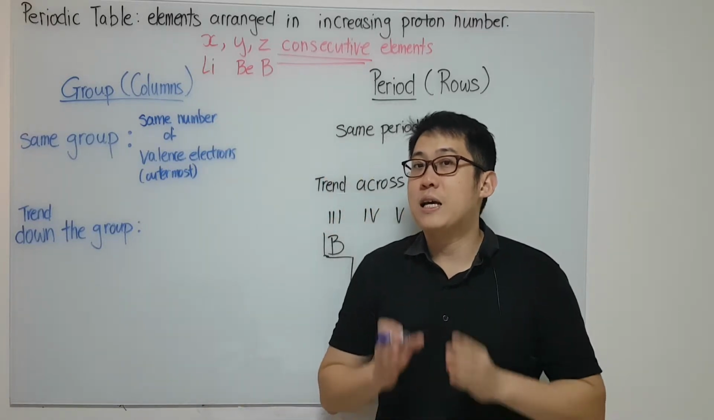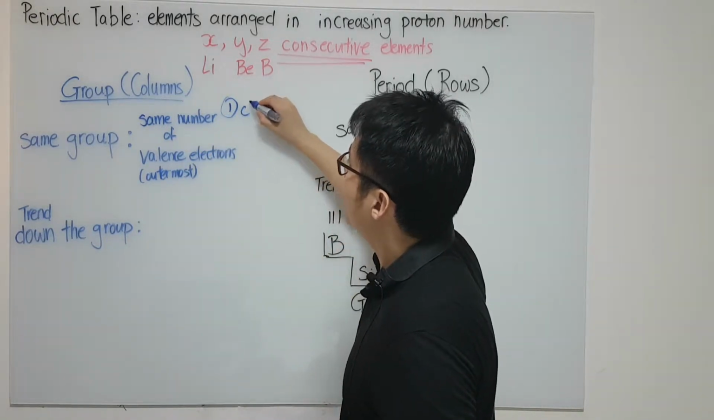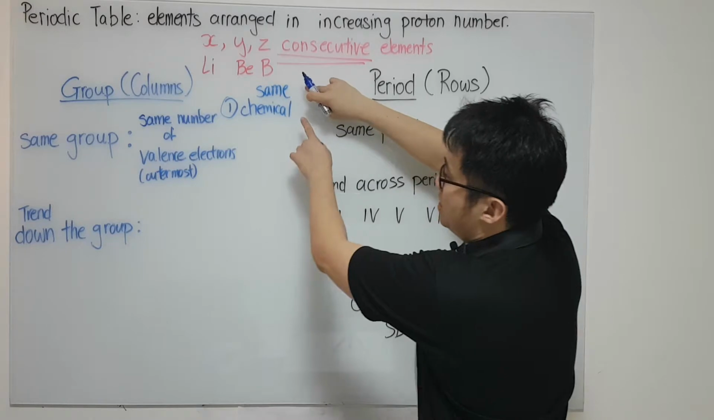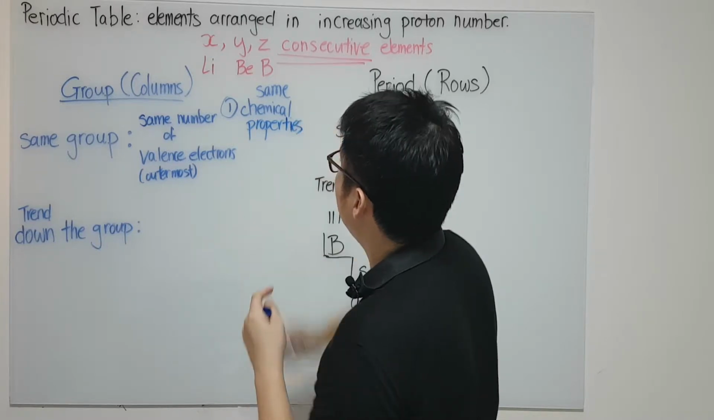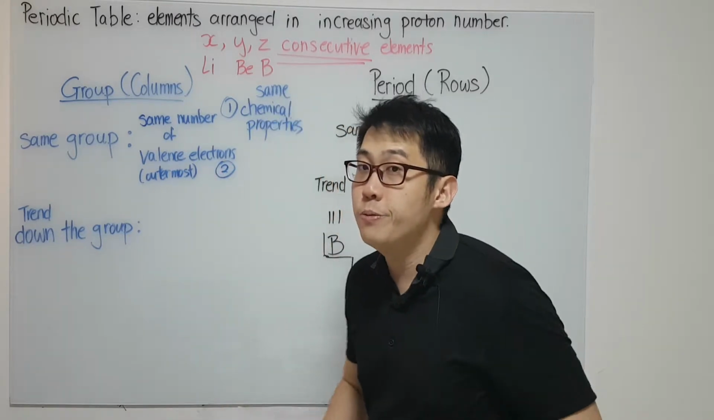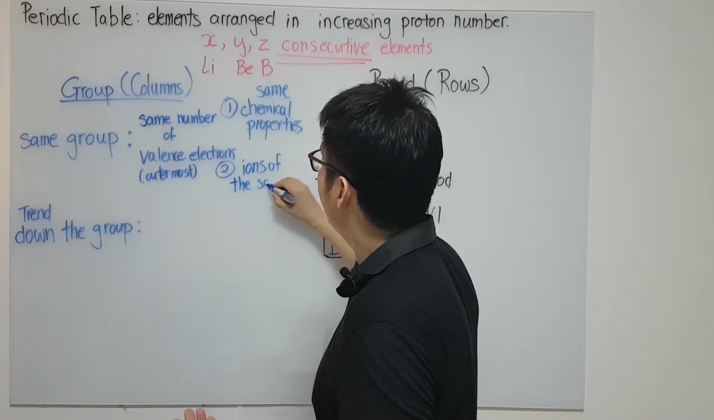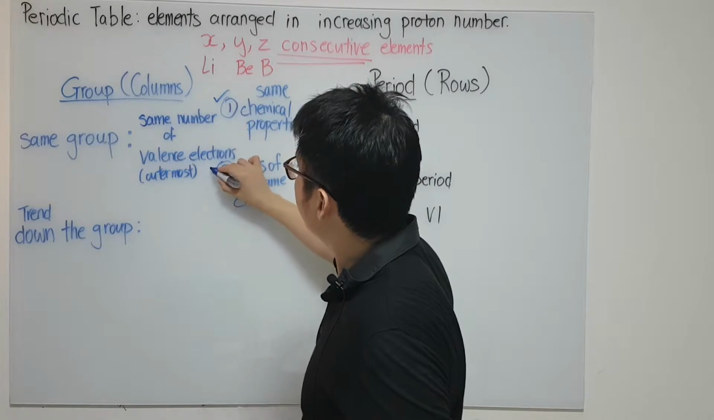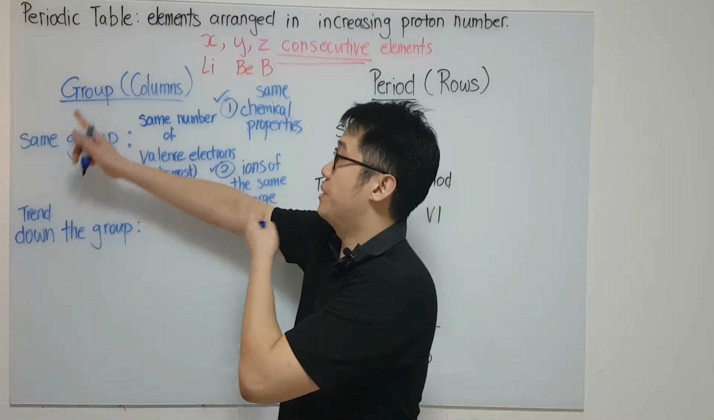Now, because valence electrons are what determine chemical properties, this means that number one, if they have the same number of valence electrons, they will have the same chemical properties. Number two, because they are in the same group, they will also form ions of the same charge. So there you have it, number one and number two. Simply because they have the same number of valence electrons, and you know they have the same number of valence electrons because they are from the same group.